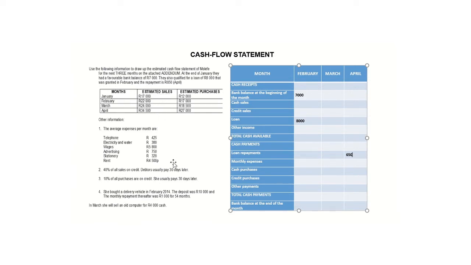So we have to go down to the rules and look at what the rules are that relate to sales. Note number 2 says 40% of all sales are on credit. Debtors usually pay 30 days later. So what are they saying here?